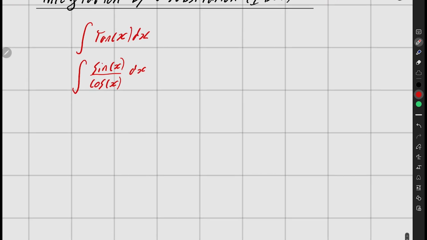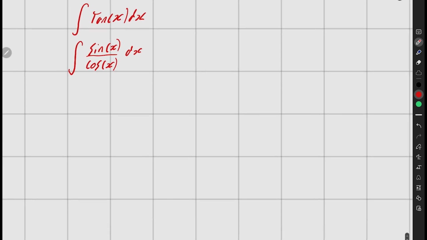And as you can see, we have a fraction with two functions containing x, and they're both trig functions. So as you can see, there is no simple way to integrate this unless you know the integral of tan x already. But I'm going to show you where it actually comes from.